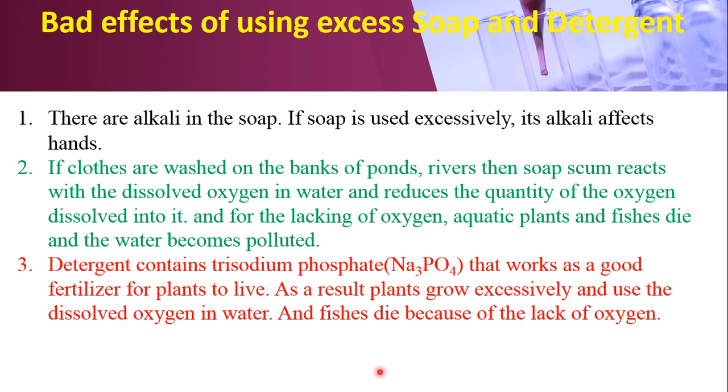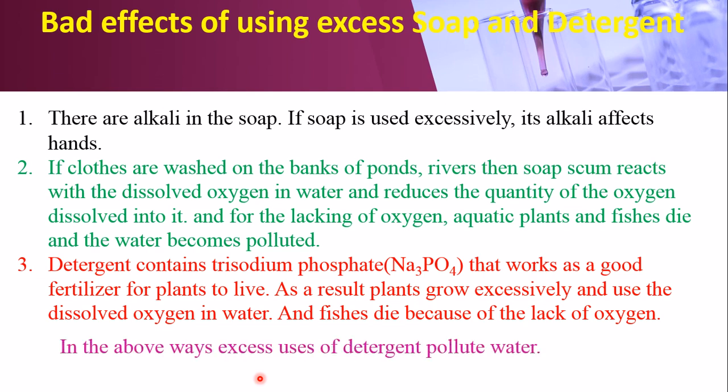And detergent contains trisodium phosphate, a chemical that works as a good fertilizer for plants to live. As a result, plants grow excessively and use the dissolved oxygen in water, and fishes die because of the lack of oxygen. Here also, for the excessive growing of plants, dissolved oxygen, that means DO value of water, is reduced and fishes die because of the lack of oxygen. In the above ways, excess use of detergent pollutes water.